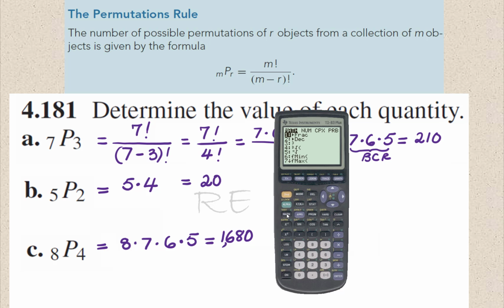1680. Press 7, then math, scroll to probability, then scroll down to nPr, then press 3, enter, and you get your answer, 210. Press 5, press math, scroll to probability, scroll down to nPr, then press 2, press enter, you get your answer, 20. For C, press 8, scroll to probability, scroll down to nPr, press 4, press enter, you get your answer.